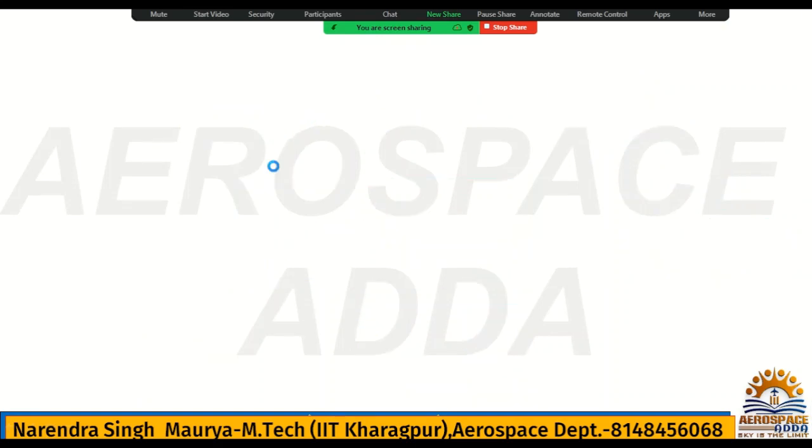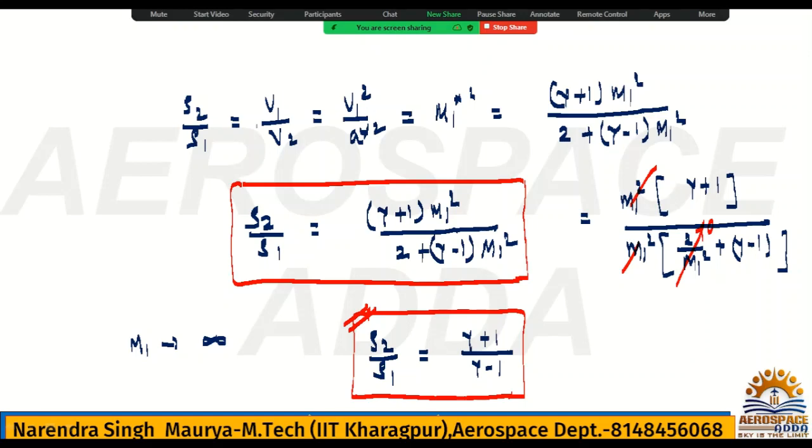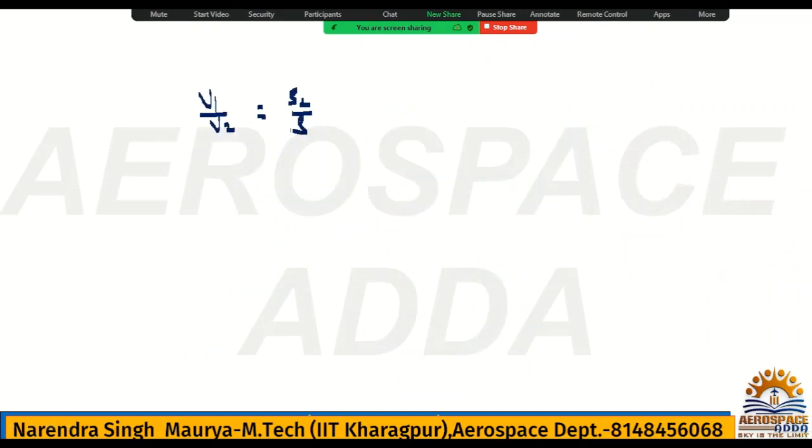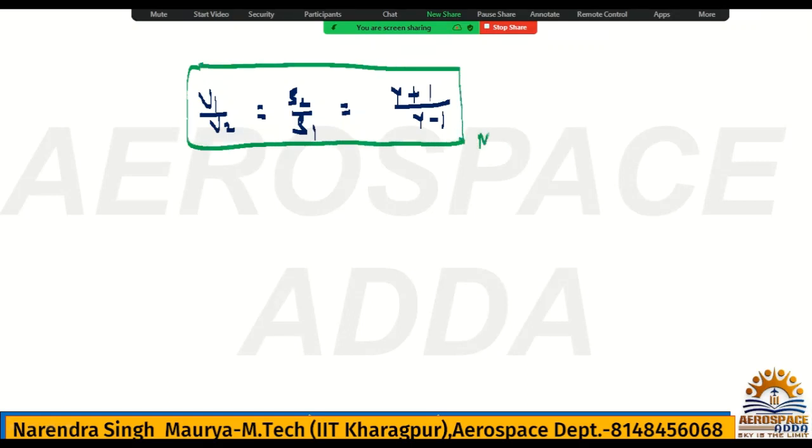And in fact, V1 by V2 also I will write. The same result you have seen, V1 by V2 is nothing but rho2 by rho1, which is nothing but (gamma plus 1) divided by (gamma minus 1). This result is for M1 approaching infinity. Once M1 approaches infinity, this value will be there. Alright, so you have developed the relation between M1, M2, V1, V2, rho2, rho1.